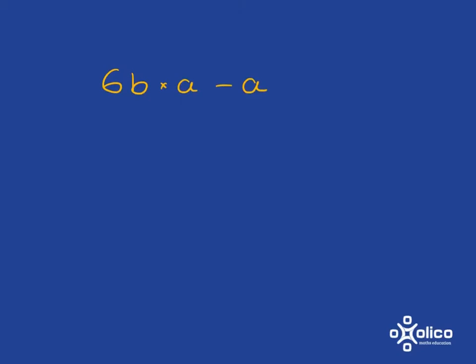If you have something like 6b times a minus a, this 6b times a needs to be done first. Now, you can't actually do very much with that, except in algebra we tend not to write the multiplication sign. So we could just write that as 6ba minus a. And then most people like, for conventional algebra, to put their letters in alphabetical order. So instead of saying 6ba, it's just a bit prettier to say 6ab minus a.